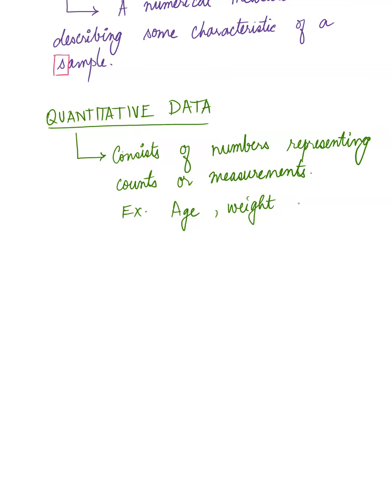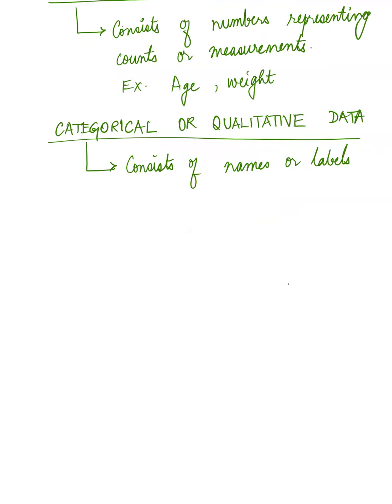Then there is another way we can obtain data. We call it categorical or qualitative data. So categorical or qualitative data, as the name says, it's quality, right? So we're talking about measuring the quality of something. So it cannot be numerical, in the sense of representing a measurement. So this consists of names or labels, okay?